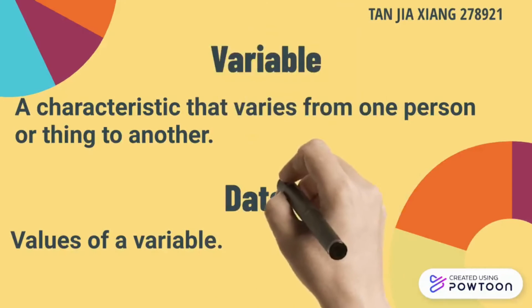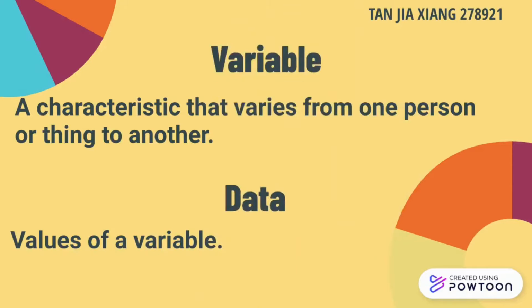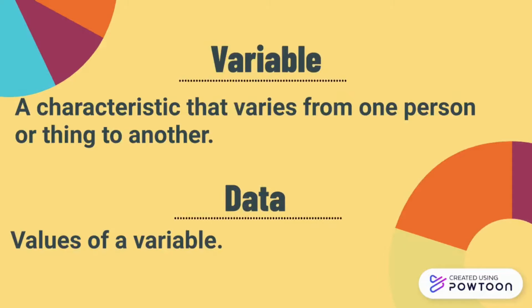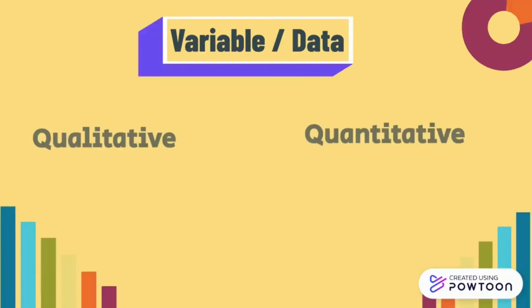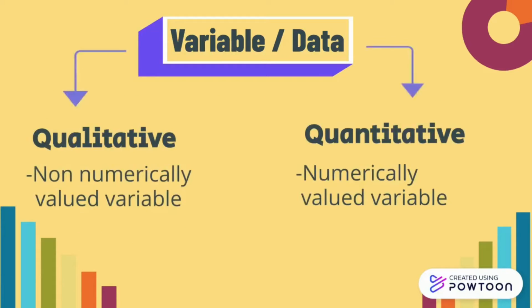Variable: a characteristic that varies from one person or thing to another. Data: values of a variable. Variables or data can be categorized into two types, which are qualitative and quantitative. A qualitative variable is a non-numerically valued variable, whereas a quantitative variable is a numerically valued variable.